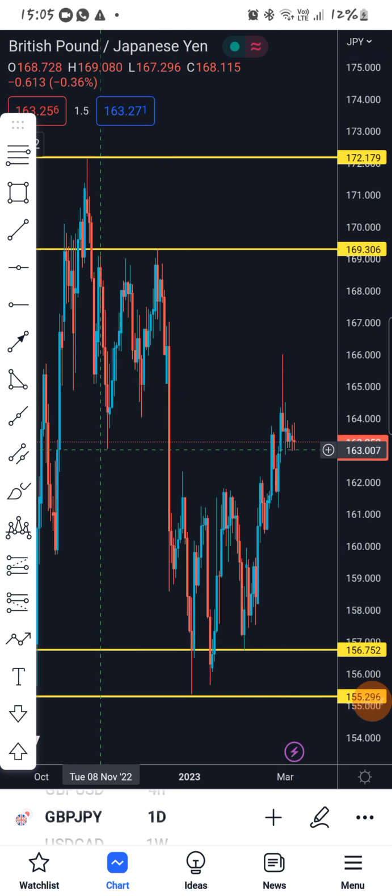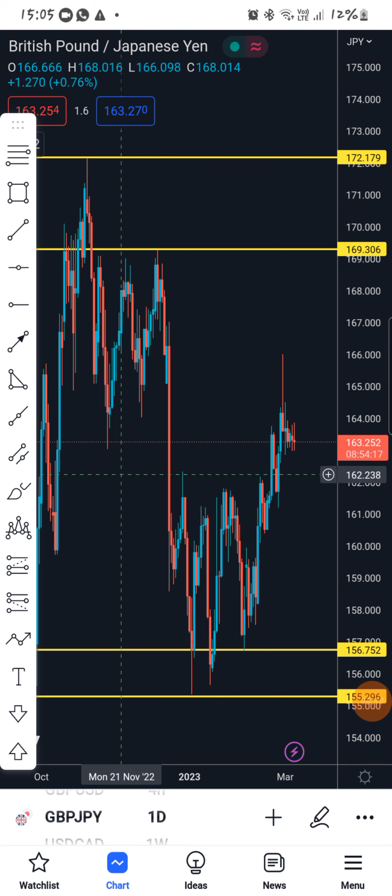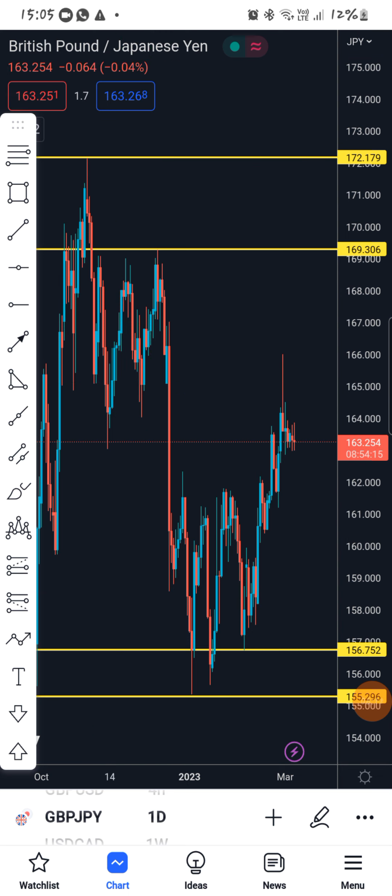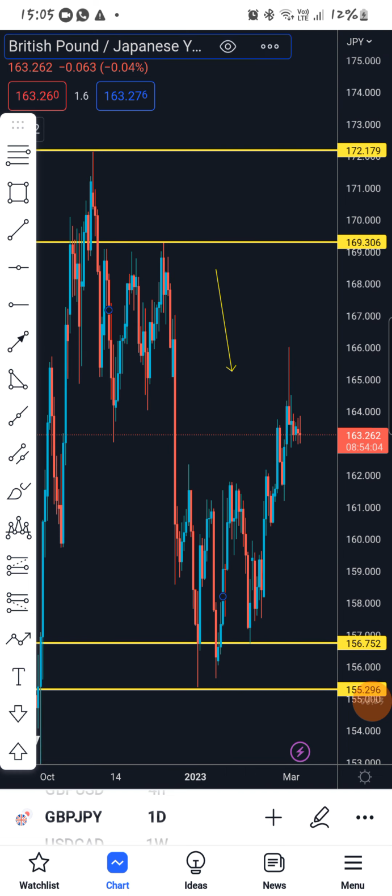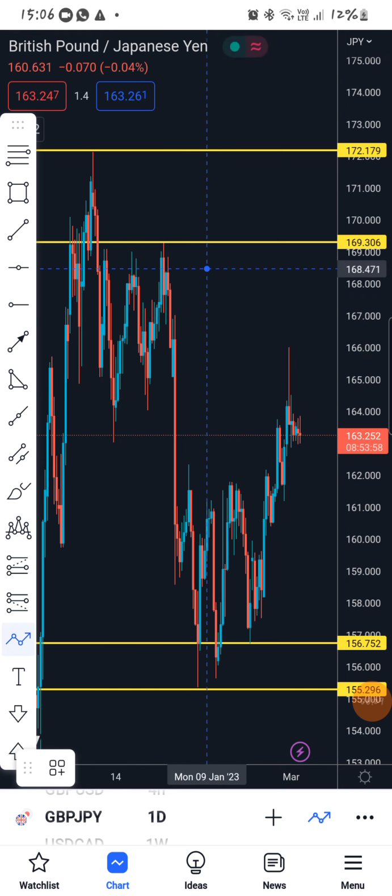Like, for example, I think I can just try to draw something here. The market might break, like move like that, go down. This is not the drawing tool that I was looking for. Okay, let me remove that. So this is the one. So the market was moving in this case.